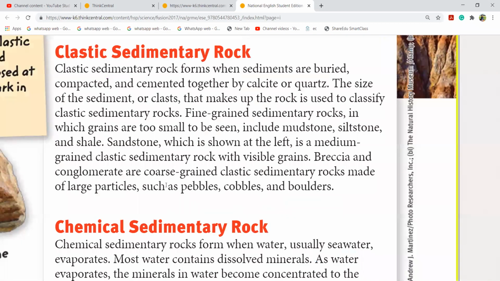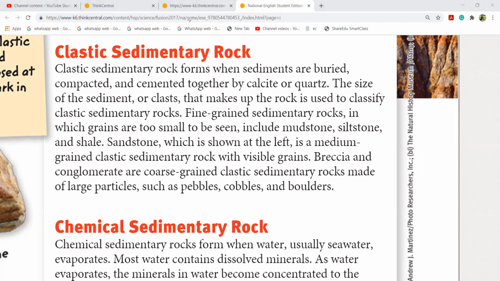Give a reading to this, Noor. Clastic sedimentary rocks form when sediments are buried, compacted, and cemented together by silica or quartz. The size of the sediment or clast that make up the rock is used to classify clastic sedimentary rocks. Fine grained sedimentary rocks in which grains are too small to be seen include mudstone, siltstone, and shale.